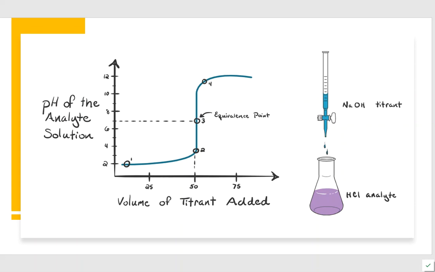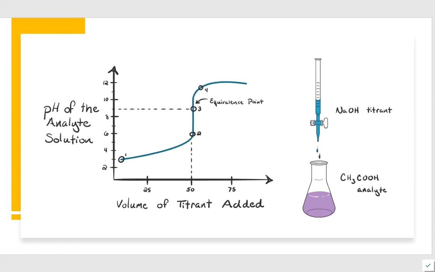And in this example, sodium hydroxide and hydrochloric acid. Well, here's another one just to give you an example. This other one, sodium hydroxide, still in the burette. But down below is something that we call acetic acid. So acetic acid is not hydrochloric, it's different. But look at the shape. You still see an S curve. You still see that S shape that happens on the graph.